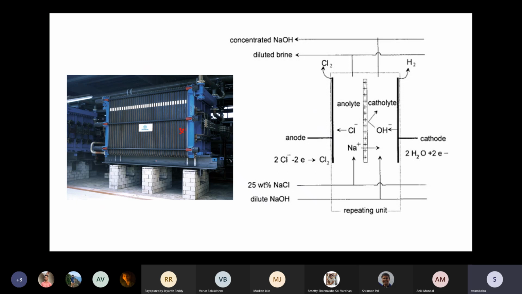And here you can see there are pipelines. This is pipeline one, this is pipeline two, and these are pipeline three. The pipelines are connected to each unit. Through one pipeline, brine solution goes in, and through another pipe, we take out the dilute brine solution. You can see here.